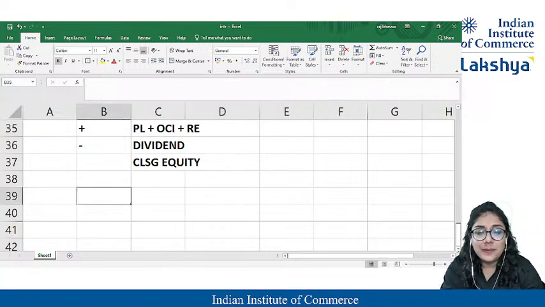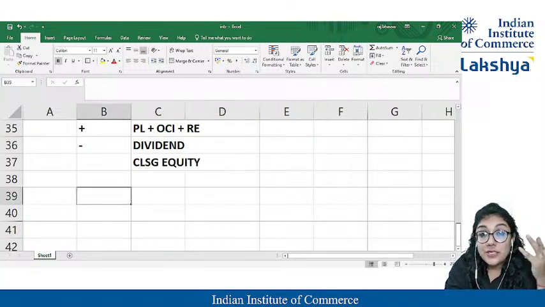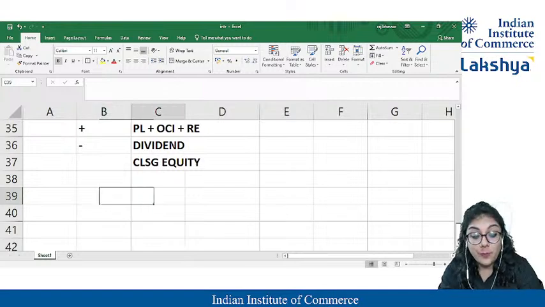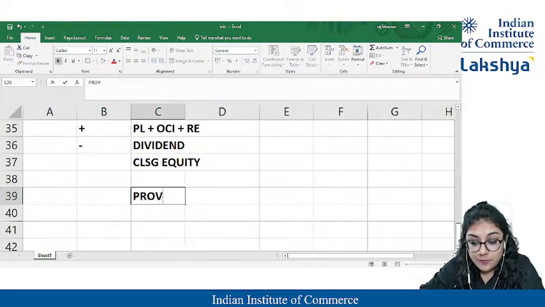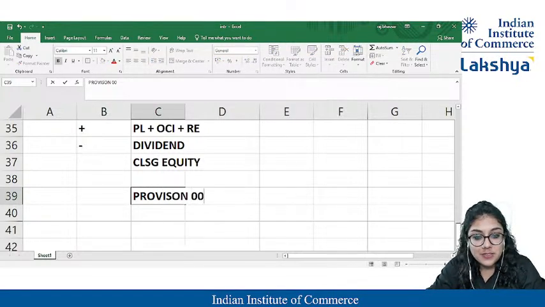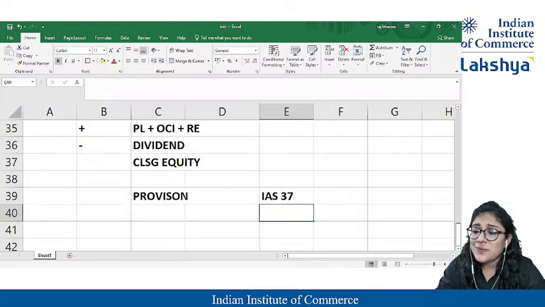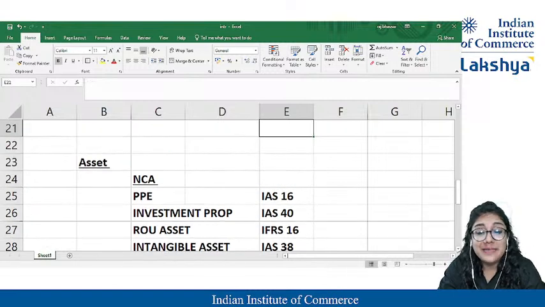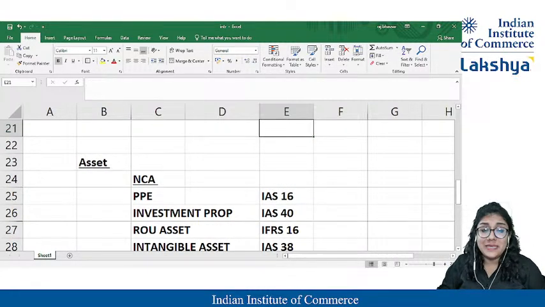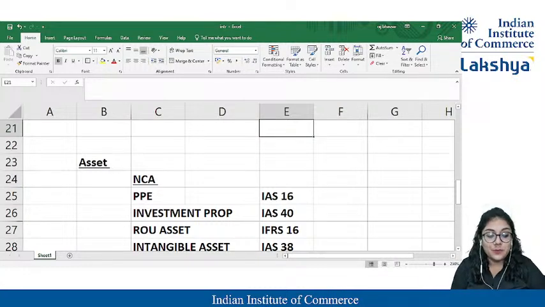After completing the equity, we know there are many other provisions which we need to book. So for provisions, we do have International Accounting Standard 37, IAS 37. So it's not limited to just these standards. If I go into the course content, it goes far beyond. So I'll just read out the course content.